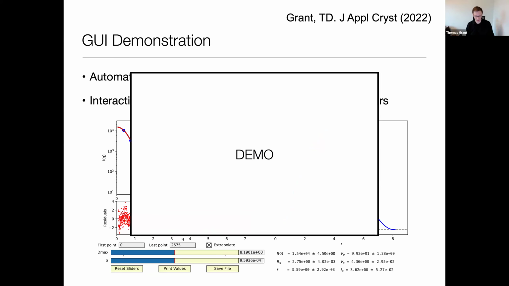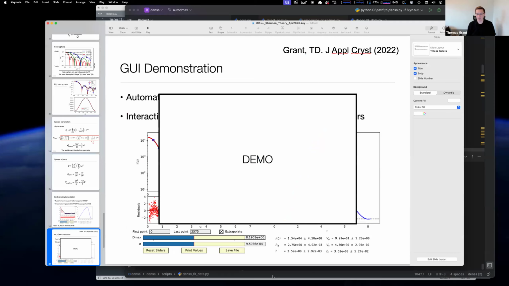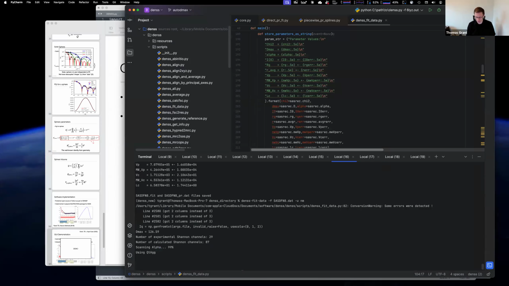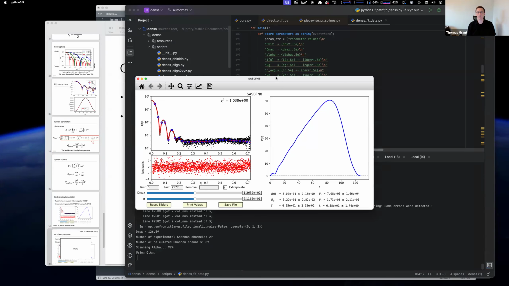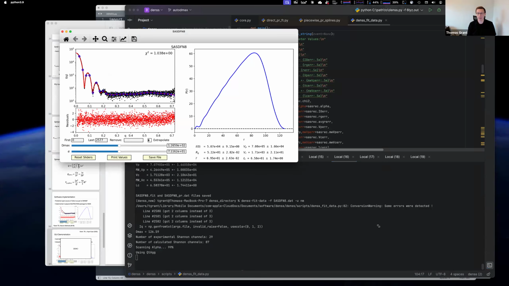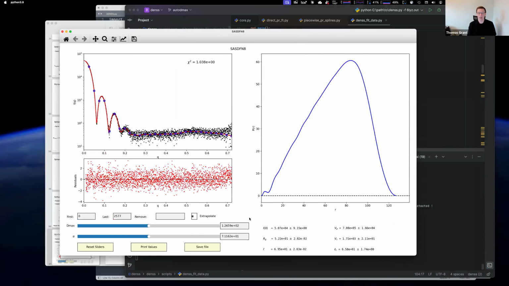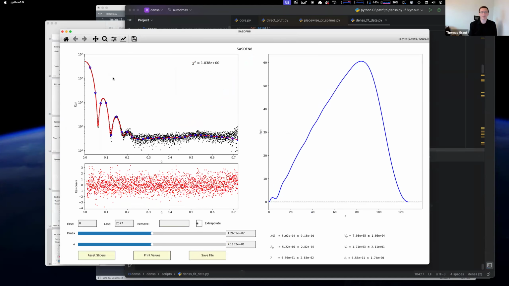So I thought what I could do is a quick demo of this just to show you how it works. So I've loaded it up here. Hopefully you can all see that. I'll make this a little bit bigger. So what we have here is the raw scattering profile in the black dots. And when we load this, it automatically estimates a Dmax of 126 angstroms and an alpha value of 71.